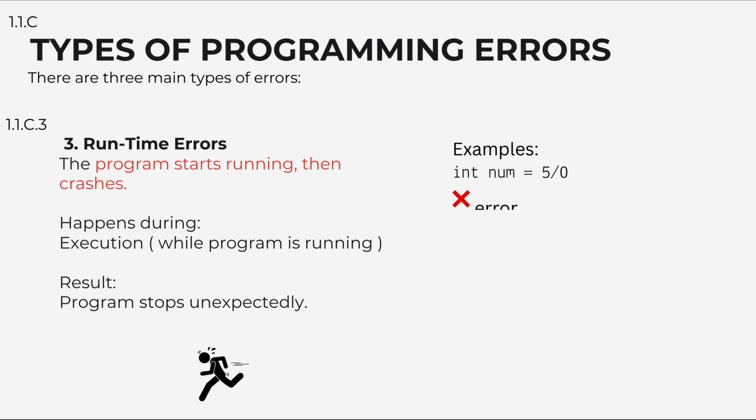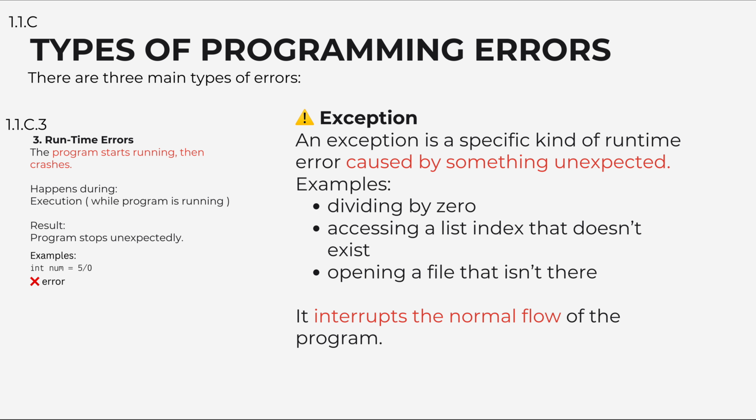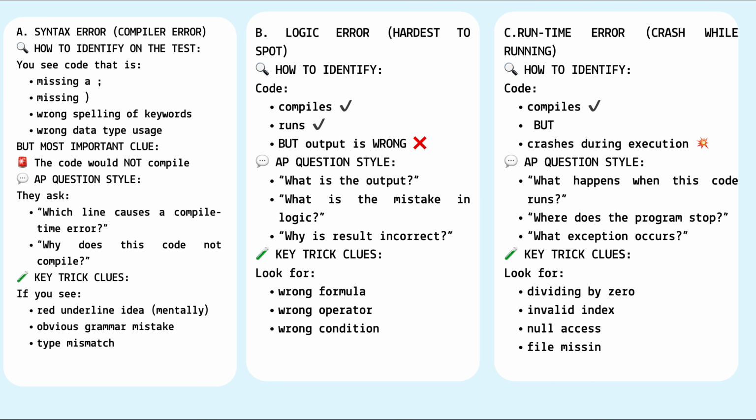The third type is runtime errors, and they occur after the program starts running, so it runs and then it stops. This can happen with things like dividing by 0, and another type of runtime error is an exception, and it's caused by something unexpected, like accessing a list that isn't there, accessing a file that isn't there, things like that. It interrupts the normal flow of a program. Here is a cheat sheet for just these. You can pause and go through it.